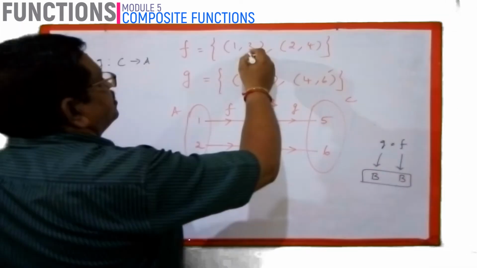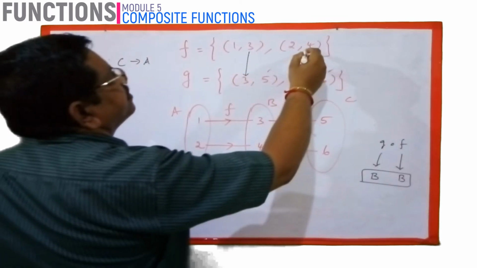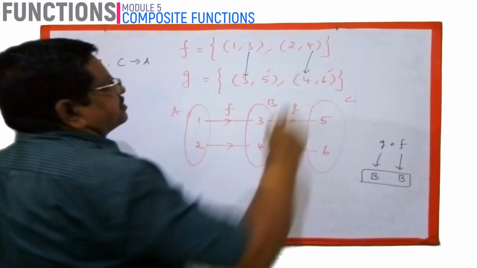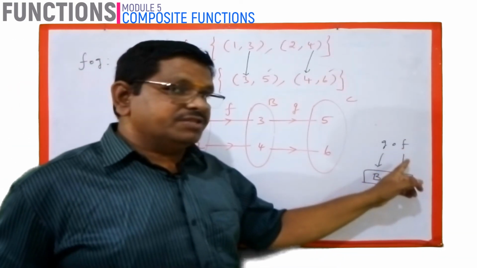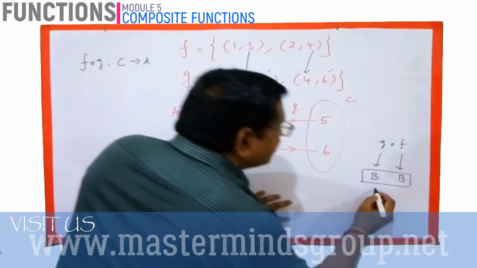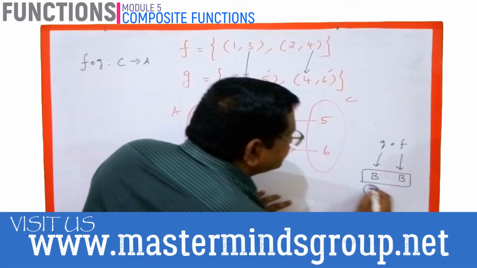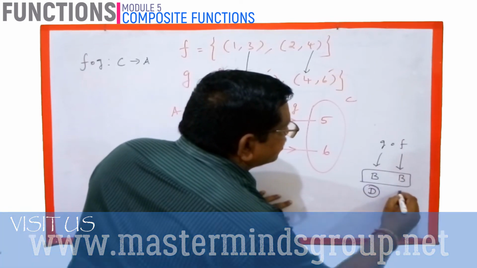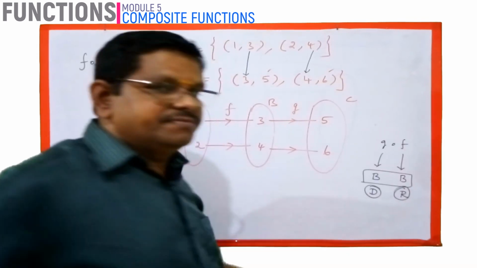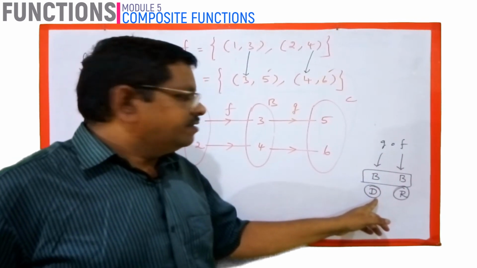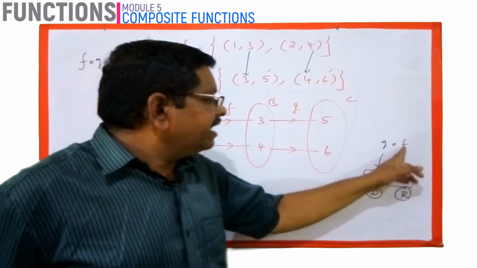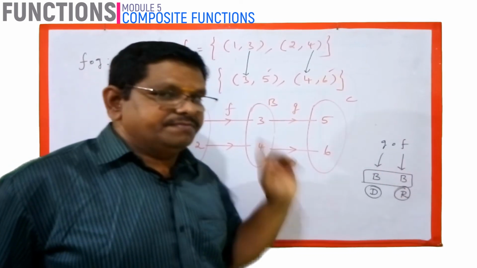See this example. Here 3, 3. Here 4, 4. Check it. Now, look at g composite f. Here, this is the domain and this is the range. Check it. In g composite f, the domain of g and the range of f are the same.